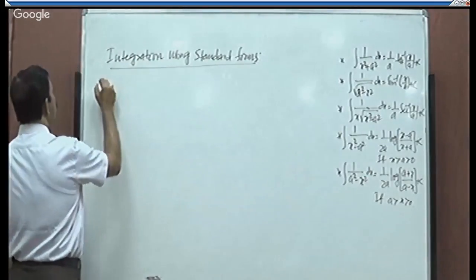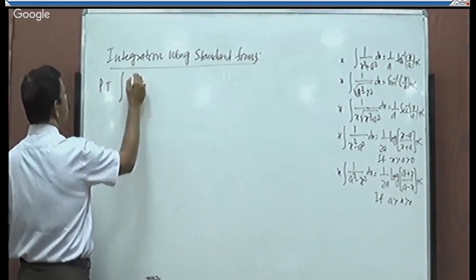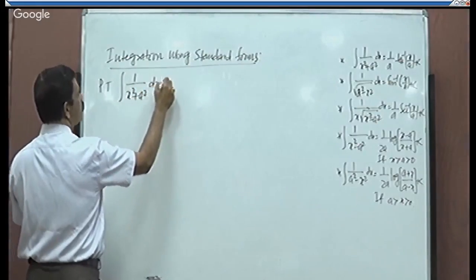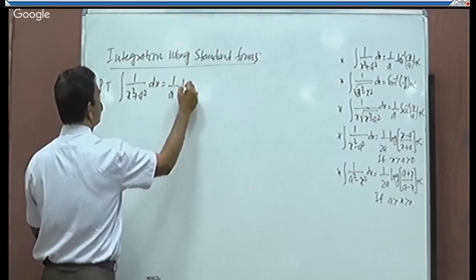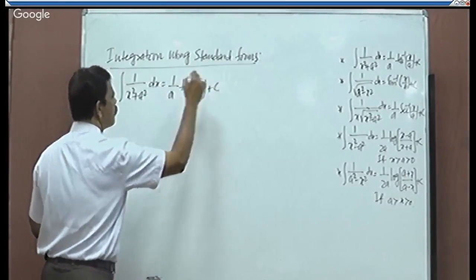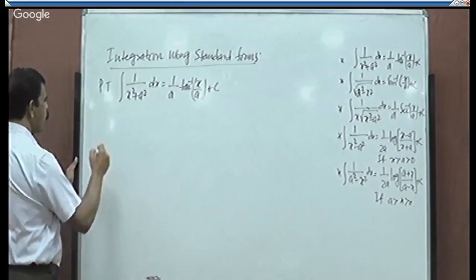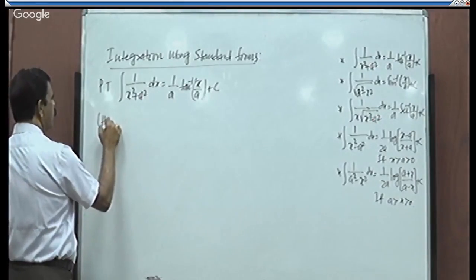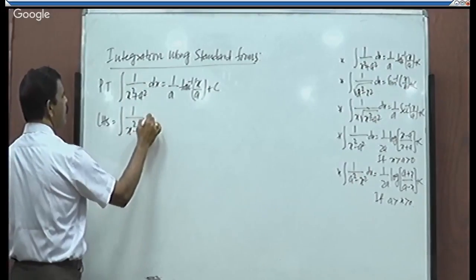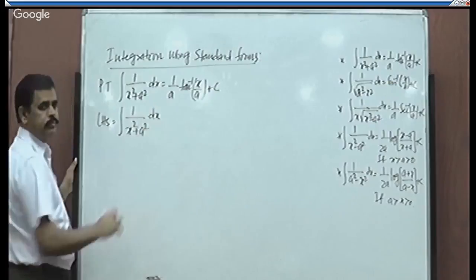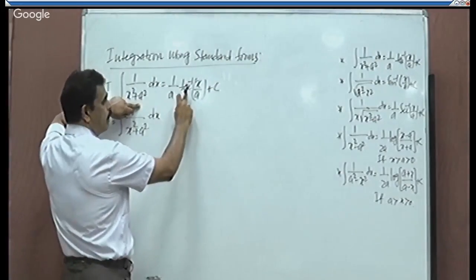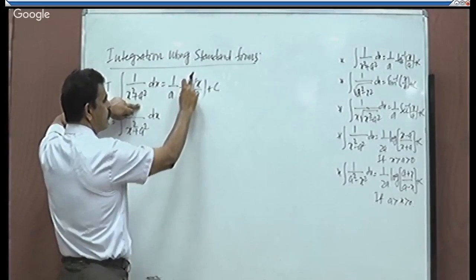First one, prove that integration of 1 by x square plus a square into dx is equal to 1 by a into tan inverse of x by a plus c. This is the first standard form. Let us prove it. Take the left hand side: 1 by x square plus a square into dx. The integral should give us tan inverse of x by a, correct?